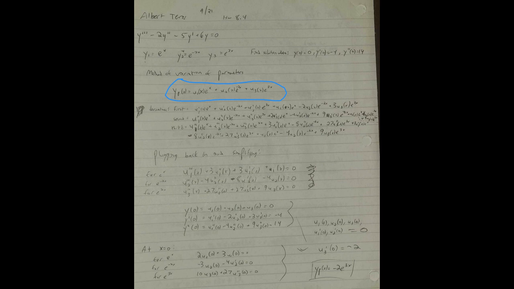Oh, so if I got u3 prime to be -2, that means my u3, if y3 equals e to the 3x, that means I should be getting -2/3. Okay, I'm not going to give you credits for this. Fix this, show again next class.